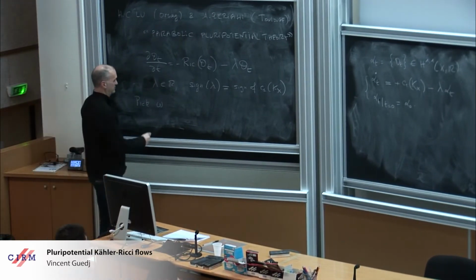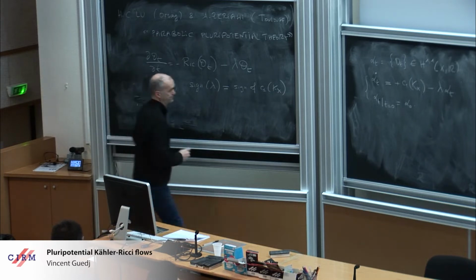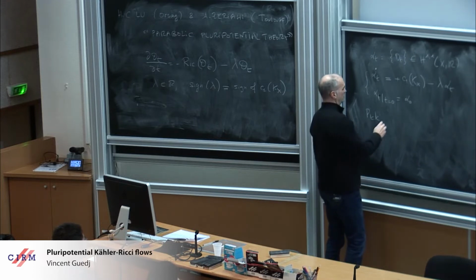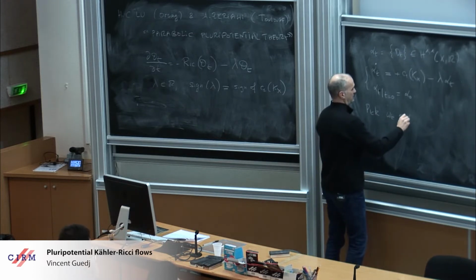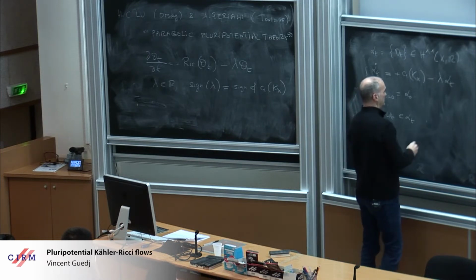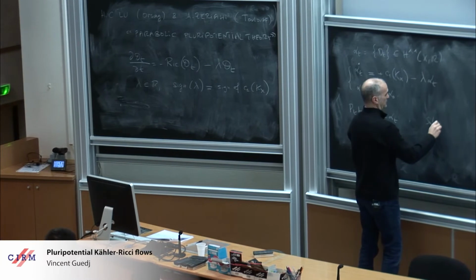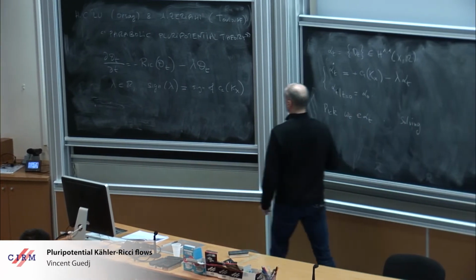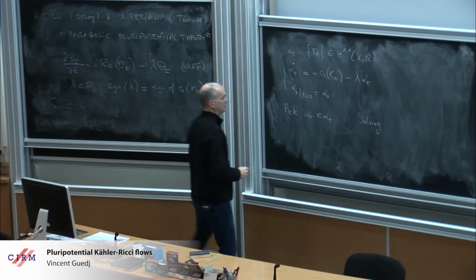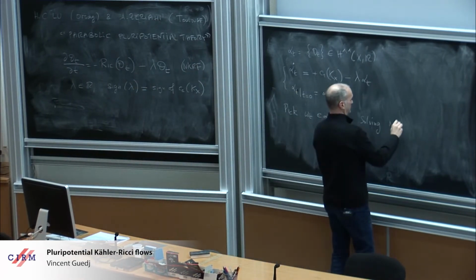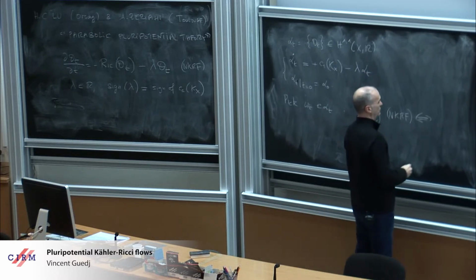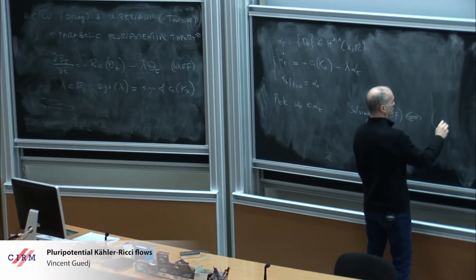So we can pick, maybe I should write it here, a smooth representant of this form in alpha t, so a fixed class. And then solving this nonlinear equation turns out to be equivalent to solving the following complex Monge-Ampere flow.